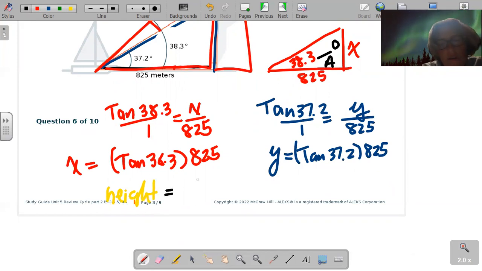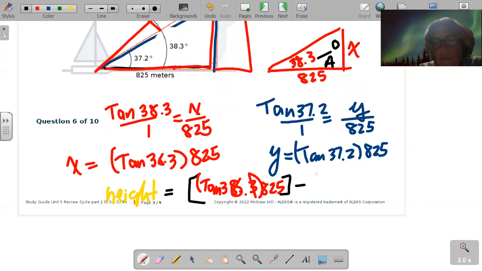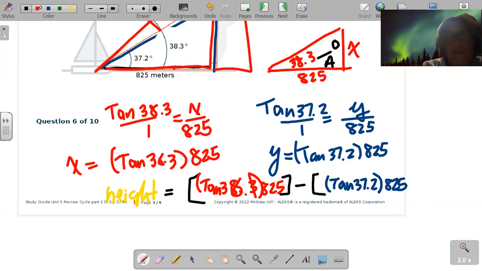So to solve for the height here, you would do this, okay? In your calculators, you would do in parentheses tan 38.3 times 825, and then you would do minus parentheses tan 37.2 parentheses times 825. And that would give you the height of the lighthouse.